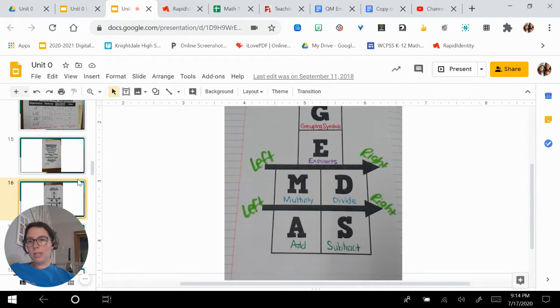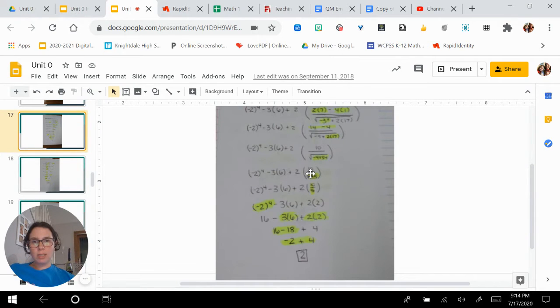So let's look at this example. Let's see if that's the actual right example.